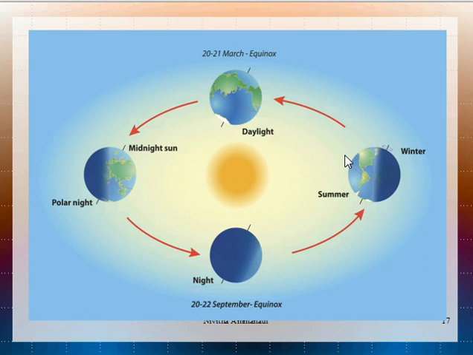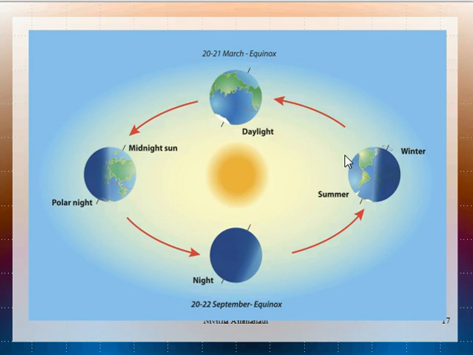Now, seasons means summer, winter, spring and autumn. Summer is hotter, winter is cooler. There are two reasons for this. One, the revolution is on an elliptical path, and so sometimes the earth is closer to the sun and sometimes the earth is farther from the sun. Also, the earth's axis is tilted and flattened at the poles.